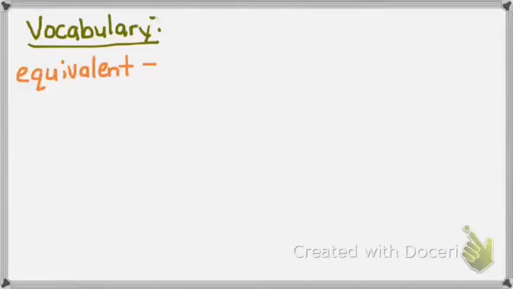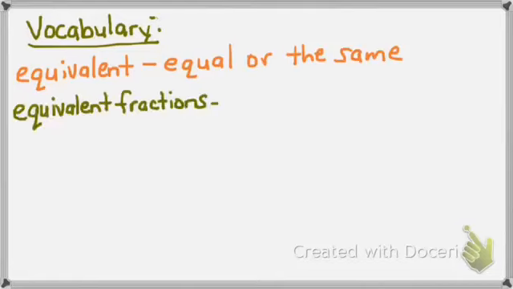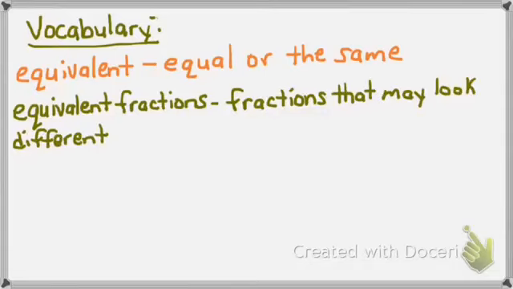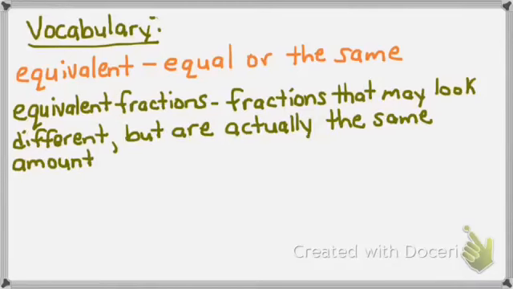The first word is equivalent. Equivalent means equal or the same. Next, we have the term equivalent fractions. Equivalent fractions are fractions that may look different, but are actually the same amount. They are equal. An example might be 1/2 is equivalent to 2/4 and is also equivalent to 4/8. They look different, but they're actually all equal to 1/2 of that chocolate bar.